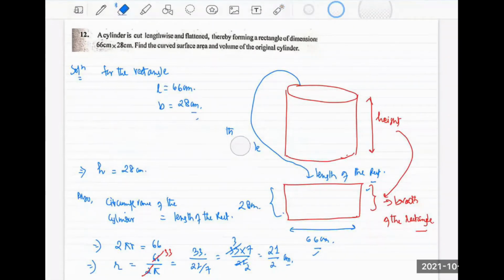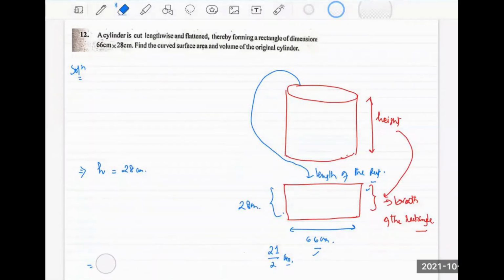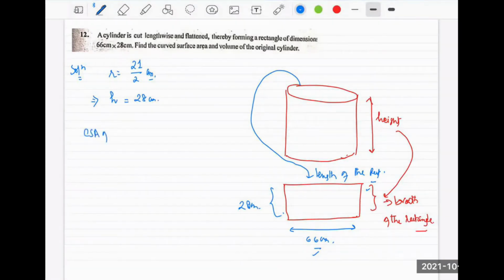Now I'm taking this. I'm leaving the height part and the radius part. Okay. So the radius of the cylinder is 21 by 2 centimeter, and the height is 28 centimeter. Right. So since we want the curved surface area and volume, curved surface area of cylinder, what's the formula? 2 pi r h. 2 into 22 by 7. r is 21 by 2, and h is 28.